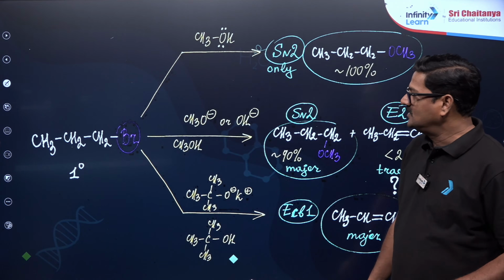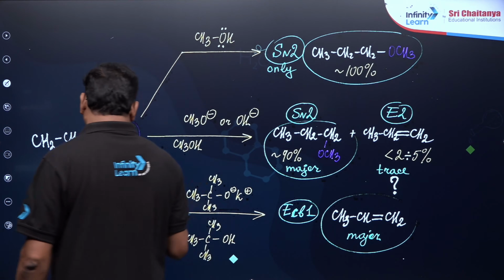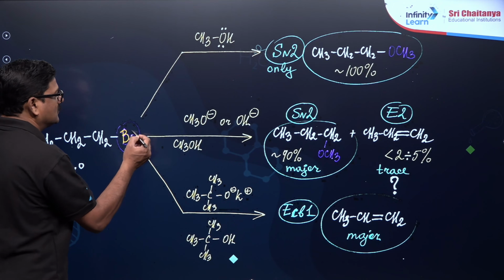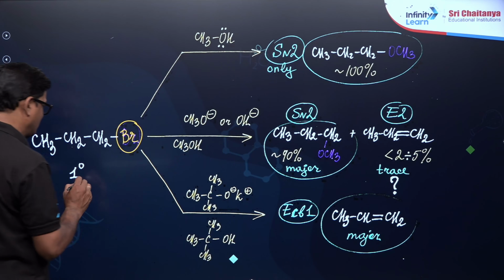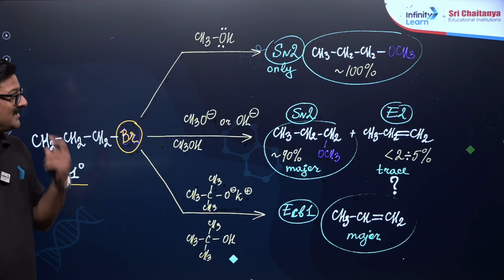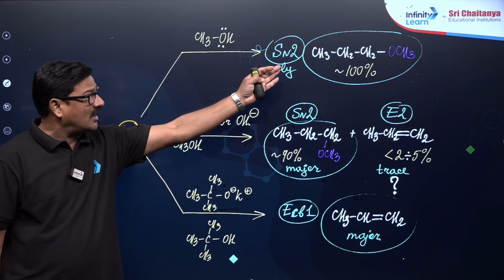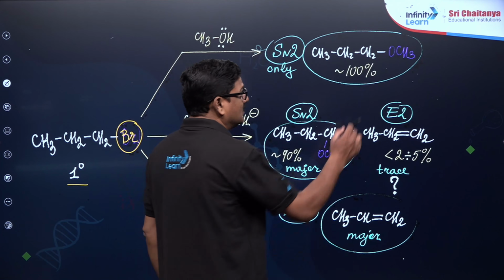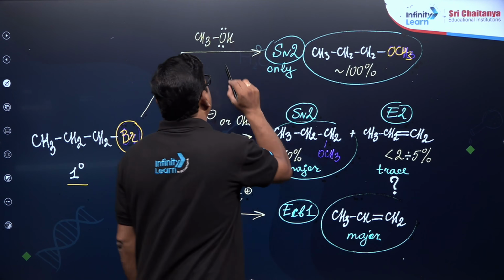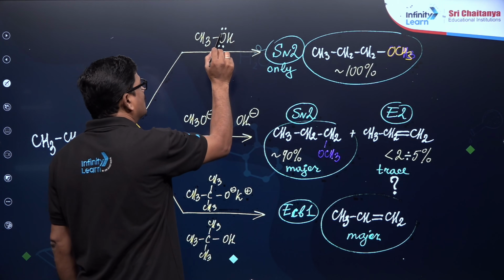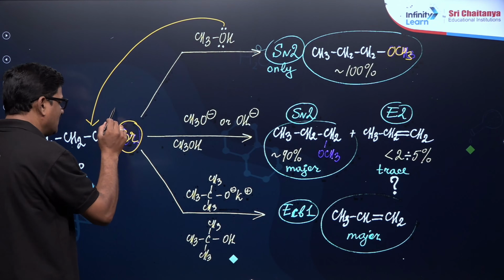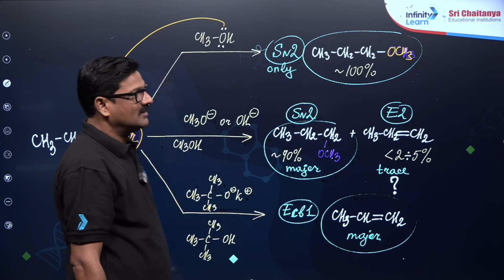So this is your bromine. So it is a primary alkyl halide. This is your primary alkyl halide. So when it is treated with methyl alcohol, you undergo only SN2, 100%, you are going to see OCH3, an ether, is going to be formed. Because this OH has a lone pair of electrons, it is going to attack as a nucleophile, ताकि ये bromine निकल जाए. Clear?